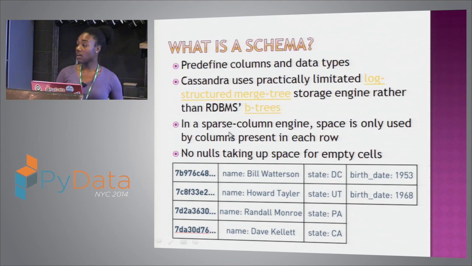So there's a sparse column engine. Space is only used by the columns present. So this whole birth date column isn't present in the third and fourth row. We're not gonna fill that up with anything.